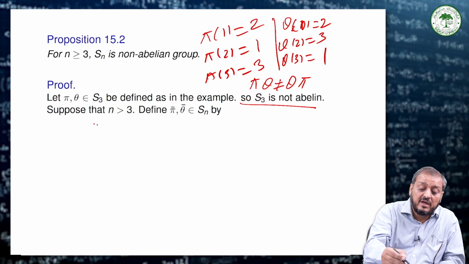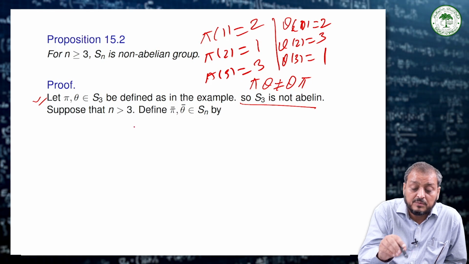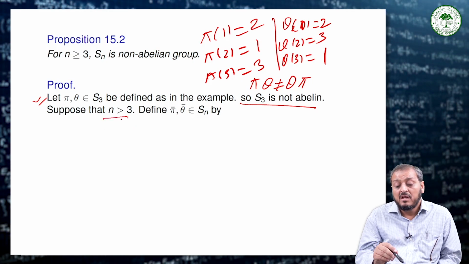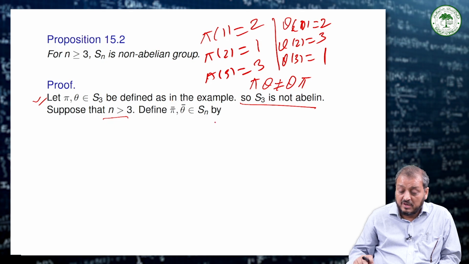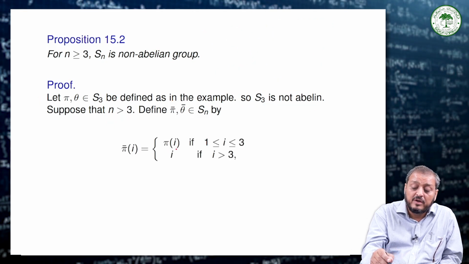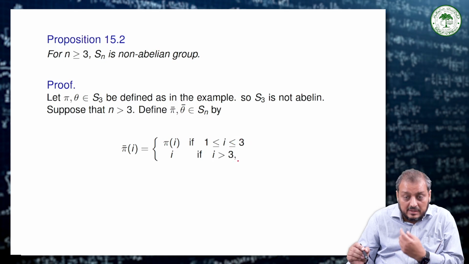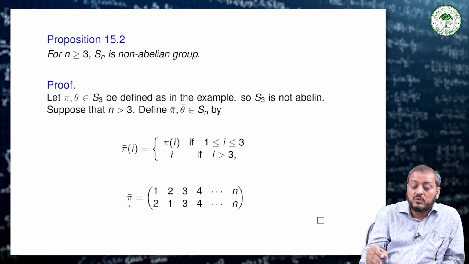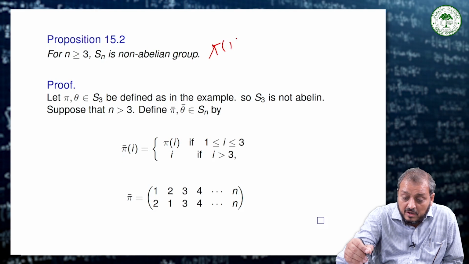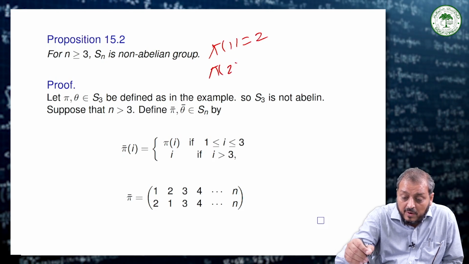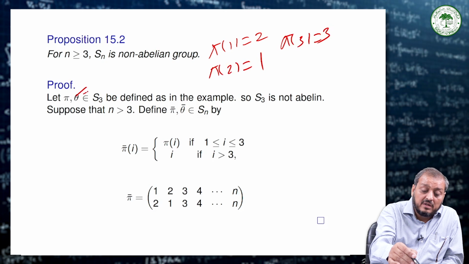Now, for n greater than or equal to 3, the case n equal to 3 is done by the previous example. Now suppose n is strictly greater than 3. Then we define bijective functions pi bar and theta bar on Sn, where pi bar of i is equal to pi of i if i lies between 1 and 3, and i if i is strictly greater than 3. Like this, pi of 1 is 2, pi of 2 is equal to 1, and pi of 3 is equal to 3. We define it in this form.